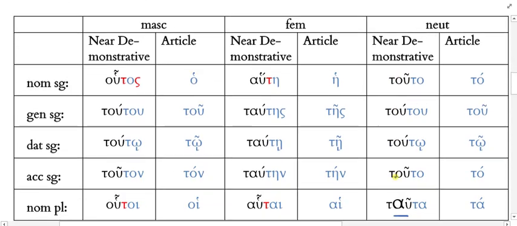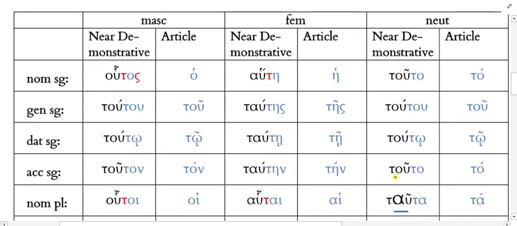Let's just take a look at the forms of the demonstrative. And what I'll have you do is I will read these, and you can repeat after me. And I will give you the pronunciation followed by a translation value. All right, so let's begin with the nominative singular form of the masculine near demonstrative. Houtos, this; toutou, of this; toutō, to this; touton, this.